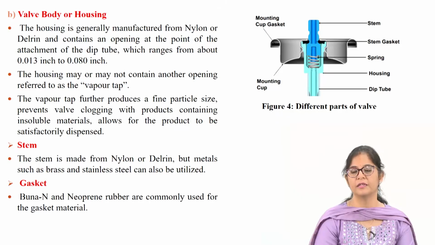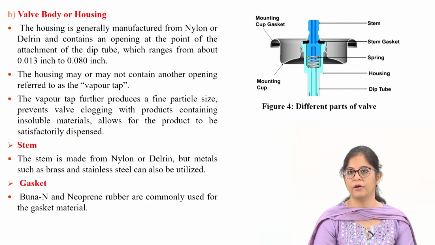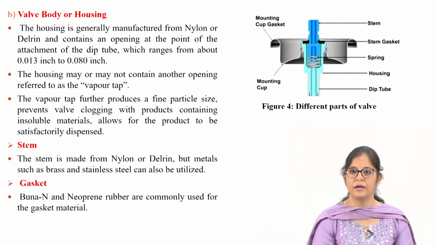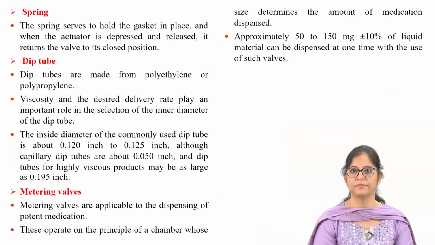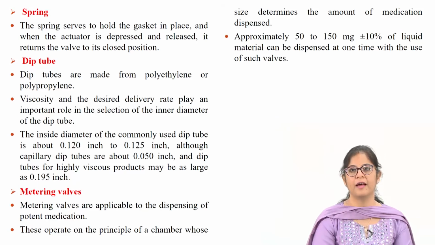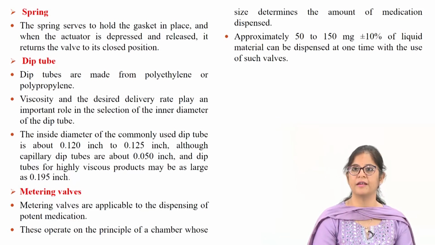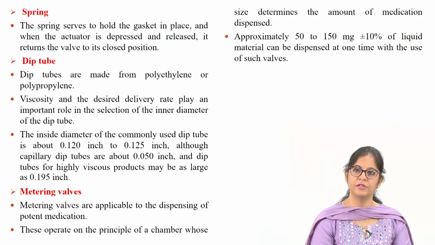Stem is made from, again, nylon or Delrin, but metals such as brass or stainless steel can also be used. Gasket materials like neoprene rubber or Buna N are used. So, the various parts of the valve have been shown in figure 4. A spring is used which serves to hold the gasket in place, and when the actuator is depressed and released, it returns the valve to its closed position.